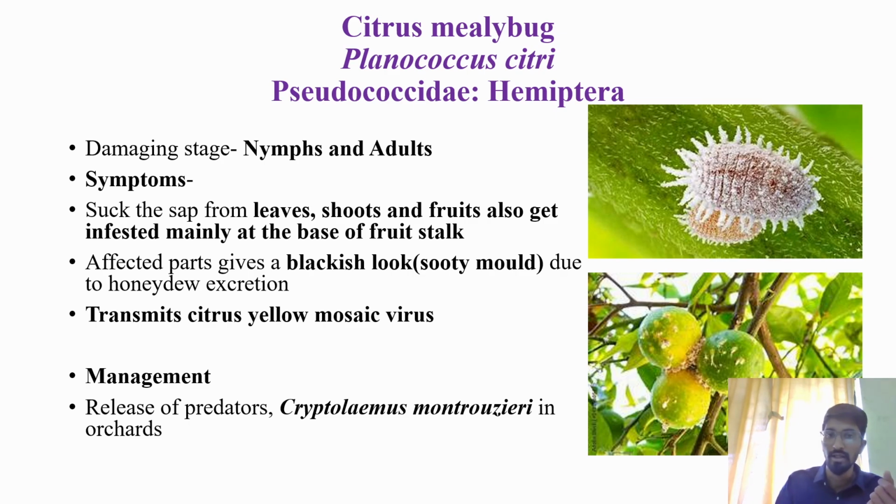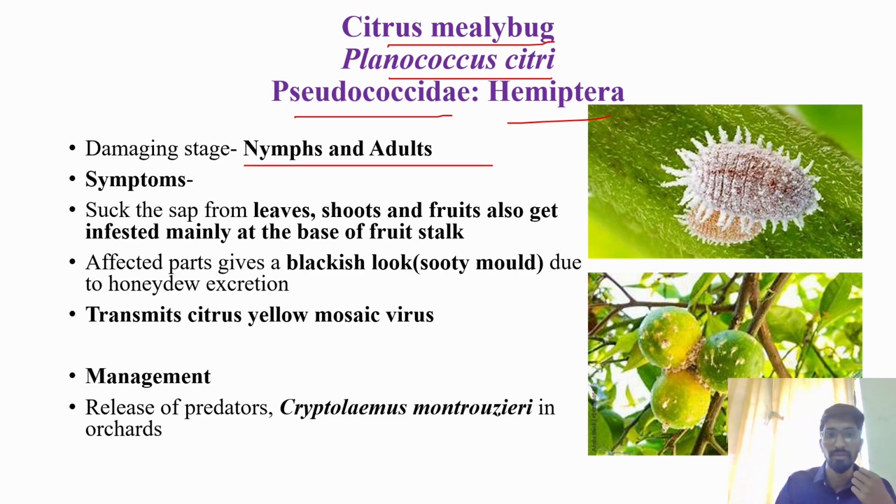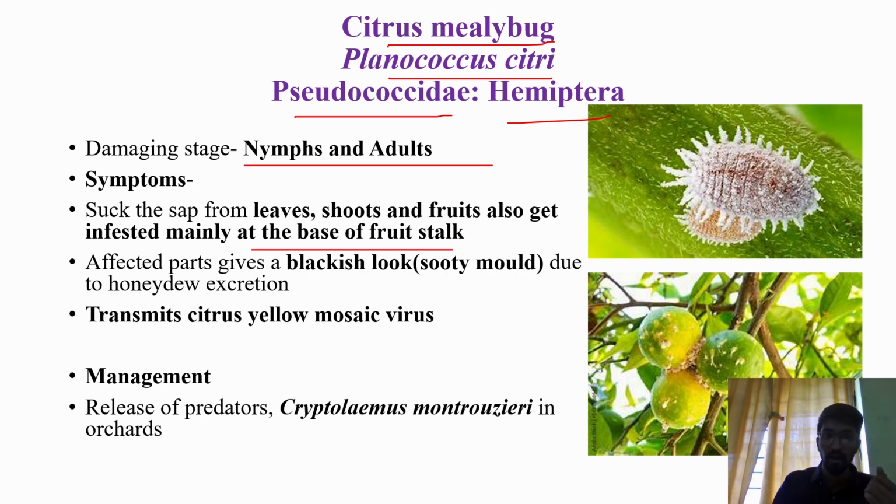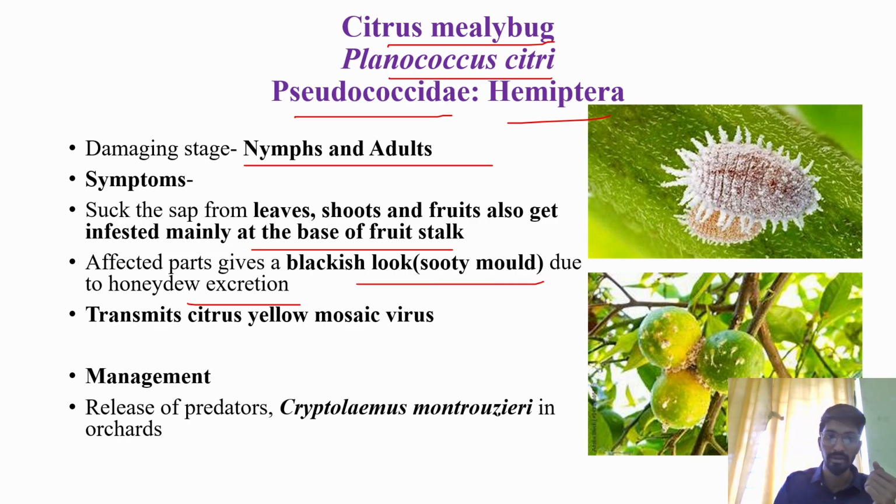And another one, which is becoming a major problem, is the citrus mealybug, which is Planococcus citri, belonging to the family Pseudococcidae of Hemiptera. Here also the damaging stages are nymphs and adults. They suck the sap from the leaves, shoots and fruits. Fruits also get infested, mainly at the base of the fruit stalk. They also attack in groups and give the affected parts a blackish look or sooty mold due to honeydew secretion. Here also, this mealybug acts as a vector in transmitting citrus yellow mosaic virus.